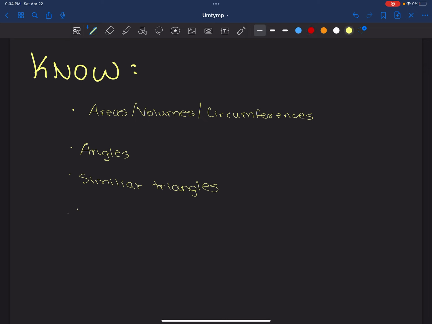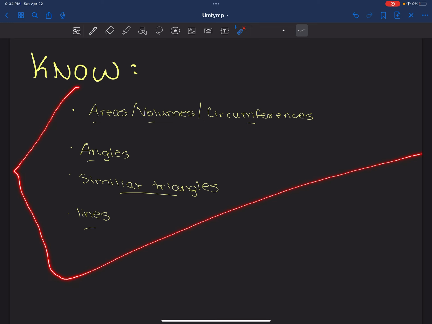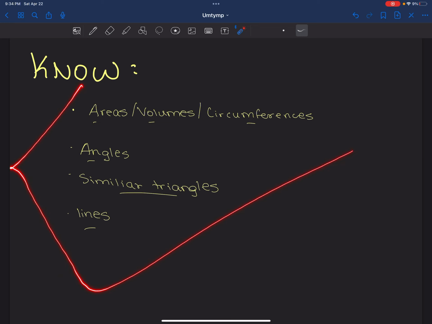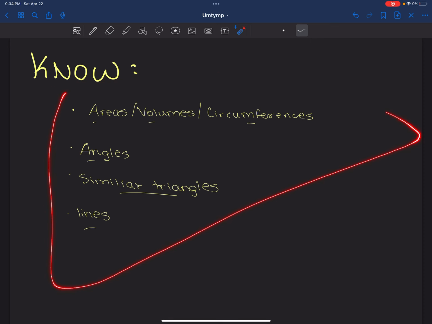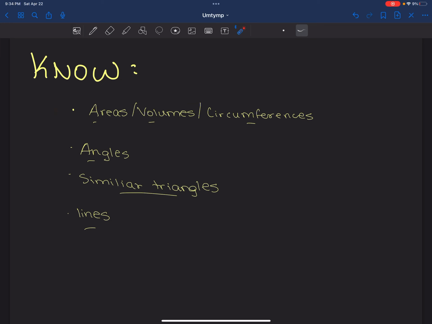What you need to know for geometry, and I should add another topic: areas, volumes, circumferences, angles, similar triangles, and lines. These are the main ones. This is the quadrilateral of geometry, and this is what you want to know in order to get into the UMTYMP entrance.